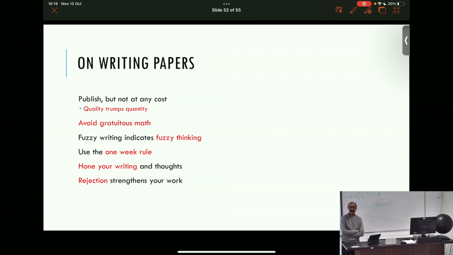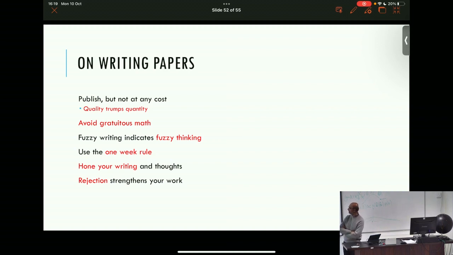Fuzzy writing indicates fuzzy thinking, and both are bad. If you can't understand what a sentence means in a paper, that means you can't explain it to somebody, then you aren't thinking it through. You have to be able to write sentences where each sentence is absolutely crystal clear about what it's about. And if you can't do that, then basically you're doing something wrong.